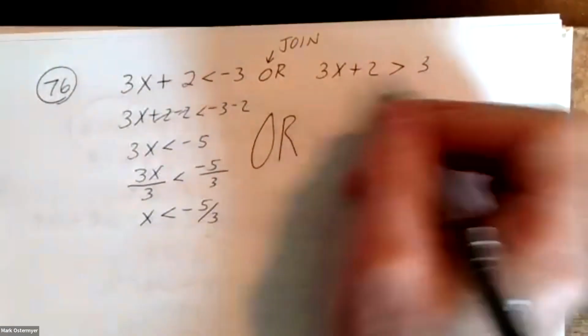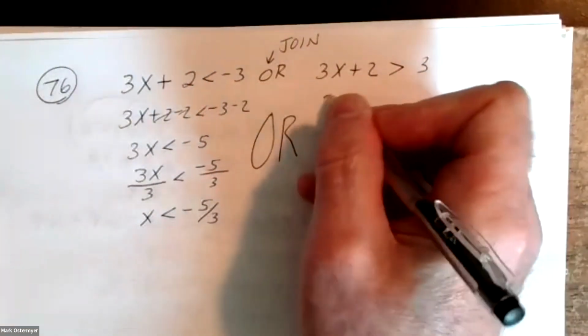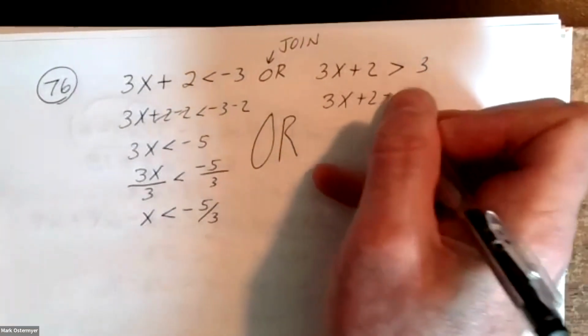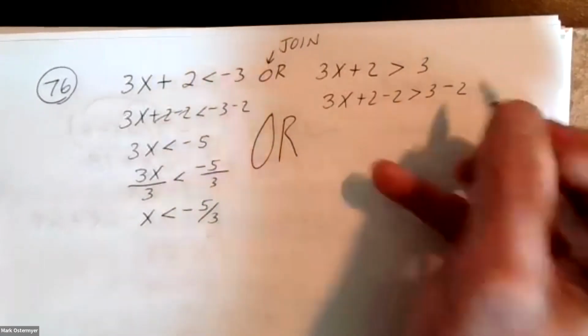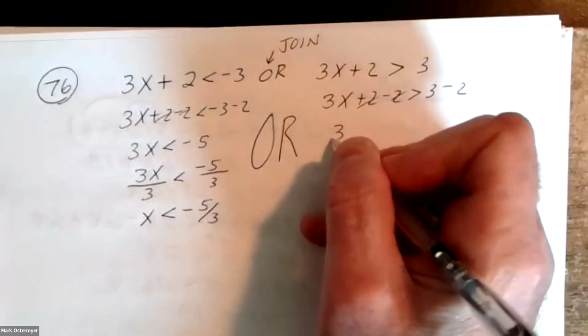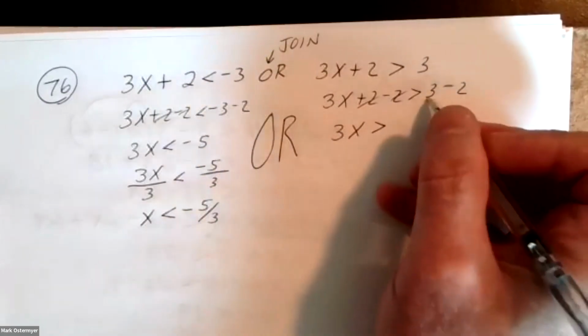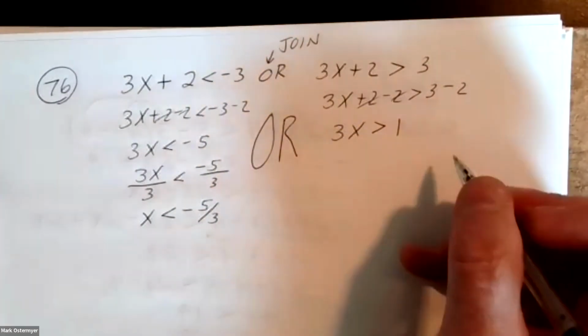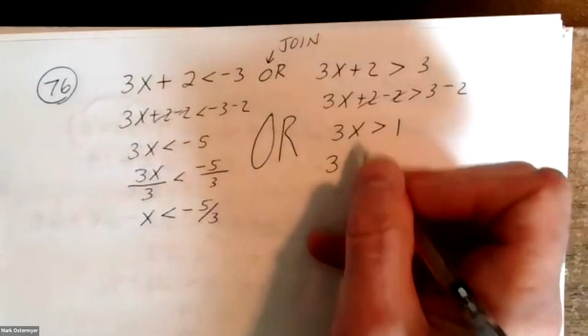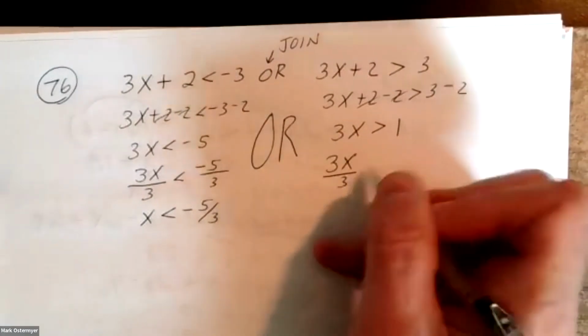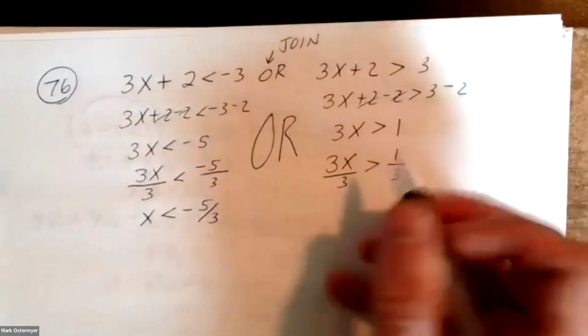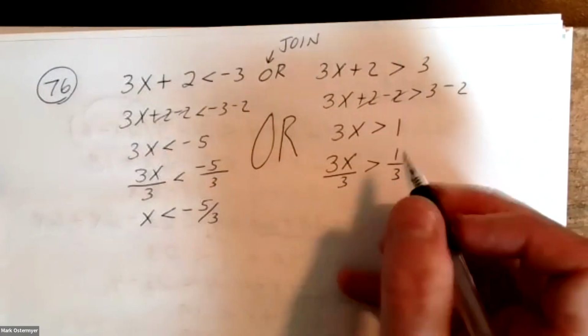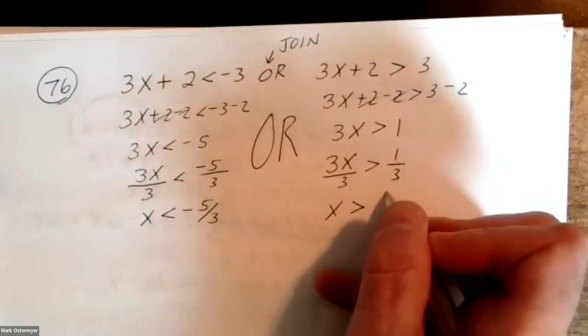Now we solve the inequality on the right side, again by subtracting 2 from both sides. 2's drop out on the left, leaving you with 3x. And 3x is greater than 3 minus 2 on the right, which is 1. Finally, we divide both sides of this inequality by 3 to get x by itself. Since I'm dividing by a positive, we do not flip the inequality. So x is greater than 1/3.